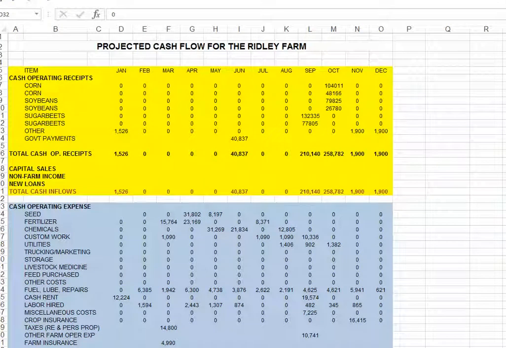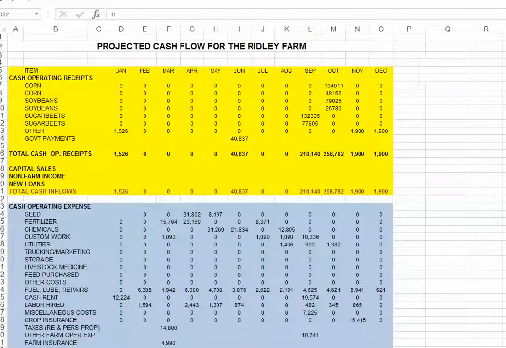This video is going to illustrate to you a projected cash flow for the Ridley farm. We've used the Ridley farm before, and these are just names that I give to some of the farm samples that I have accumulated over the years. I will post the Ridley cash flow on Moodle, so you'll have an Excel copy of this to look at.